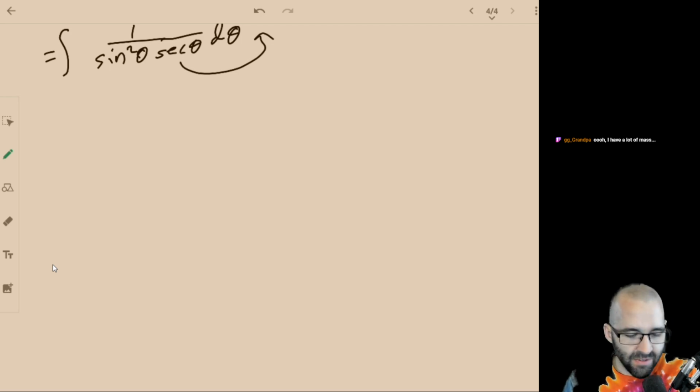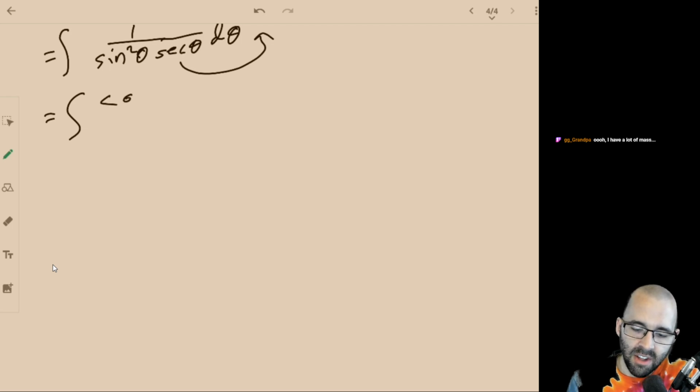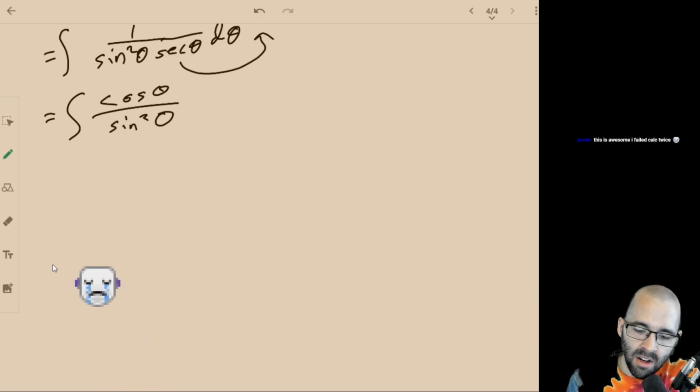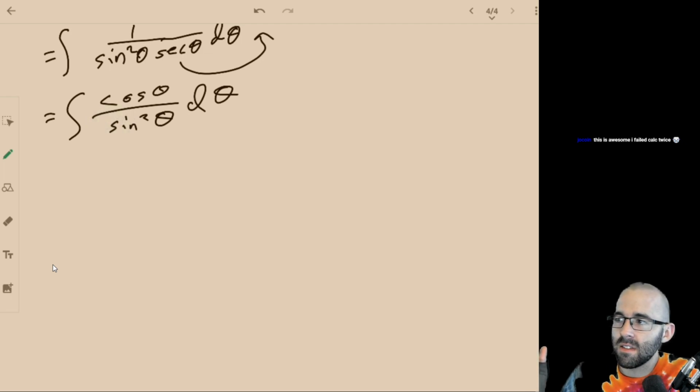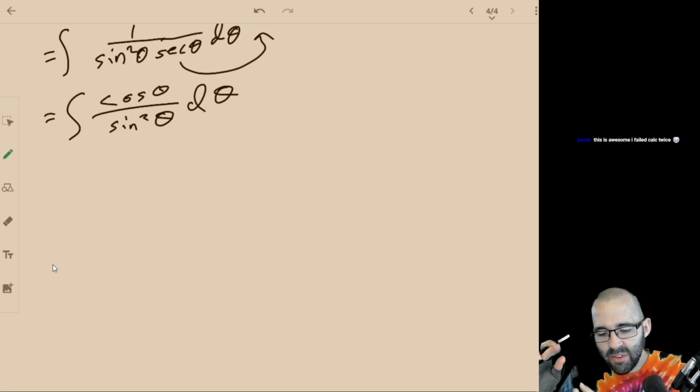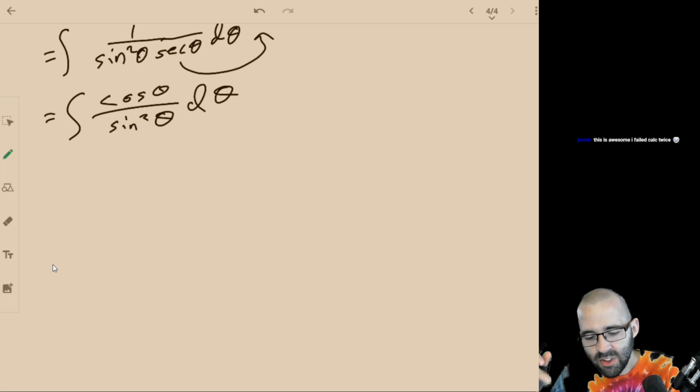Anyway, that can go on some other spot. So in the integral, we move the secant to the bottom. What's the reciprocal of secant? Cosine. We get a cosine of theta on the top. We're left with sine squared of theta on the bottom, d theta. All right, and now we've basically done all the trig that we can do with this.